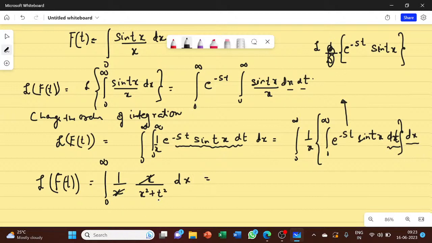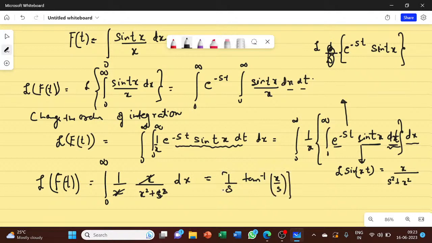What is the answer for this? Sorry, s is there, no? So it will be the integral of 1 upon s square plus x square. What is this? It is the Laplace transform of sin xt, so it will be x upon s square plus x square. This is what I'm going to write. And now, what is this? This is 1 upon a tan inverse of x upon a.